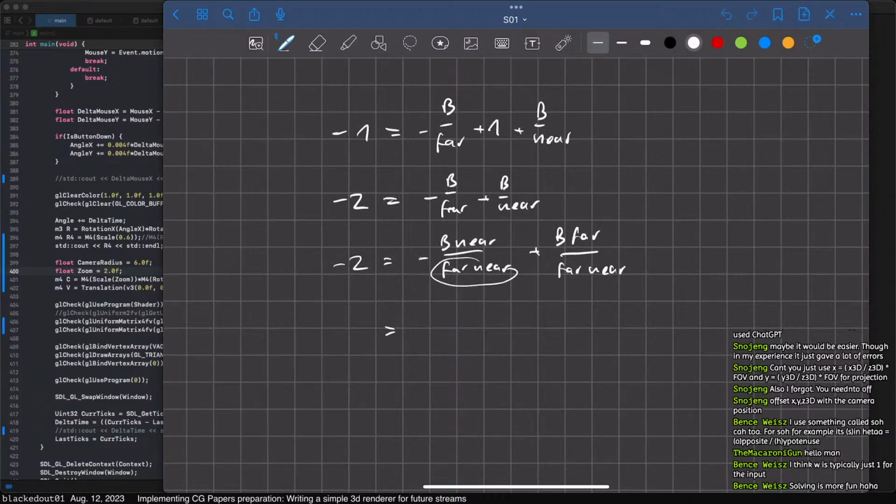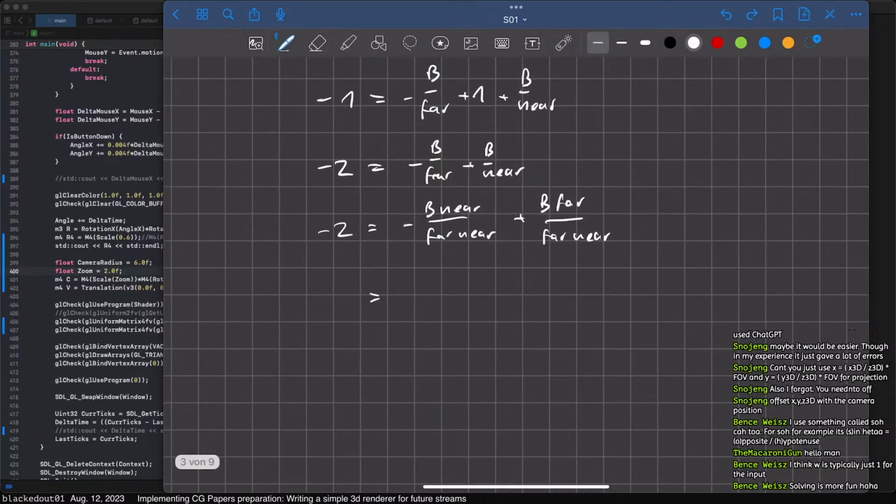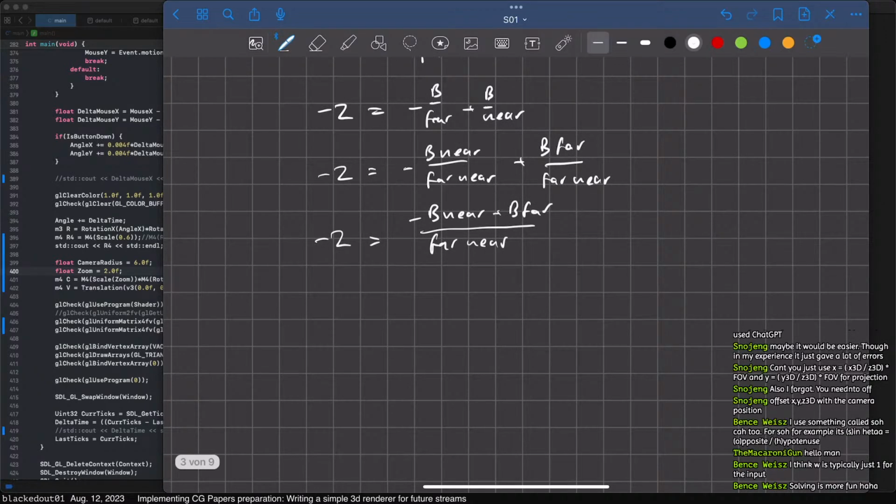I multiplied this fraction here by near divided by near, and this fraction here by far divided by far. So now they have the same denominator, so I can put these together. This results in minus b near plus b far divided by far divided by near. Now I can extract the b's, so b times far minus near.